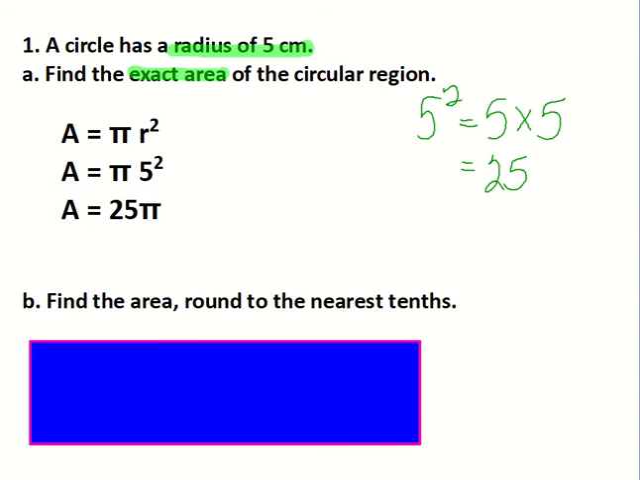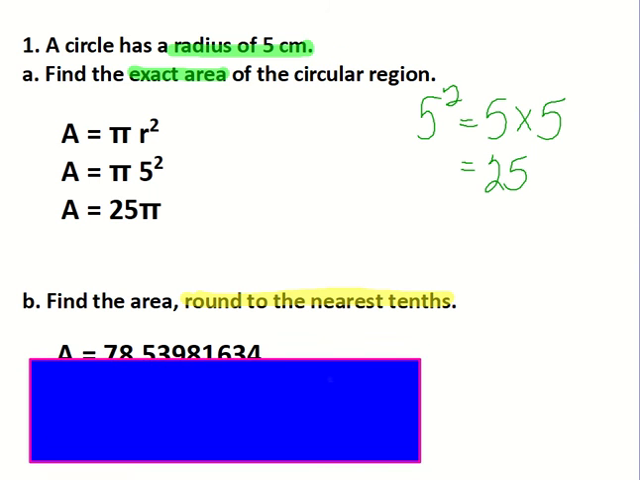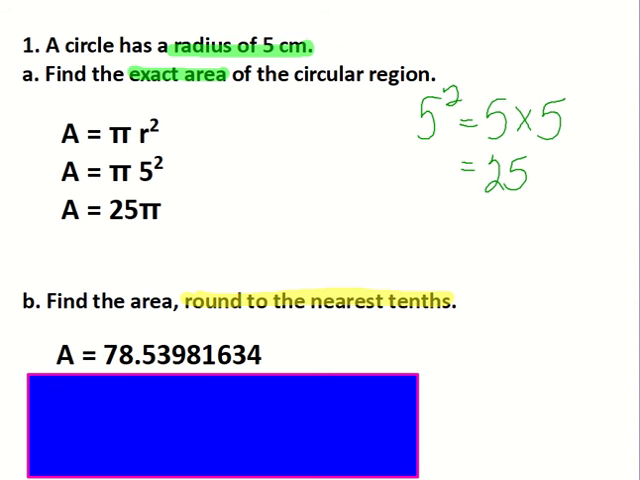Part B. Find the area, round to the nearest tenths. So now we're not going to leave our answer in terms of pi or in the exact form. We're going to round it to the nearest tenths. So what I'm going to do is take a calculator tool and I'm going to multiply 25 times pi.